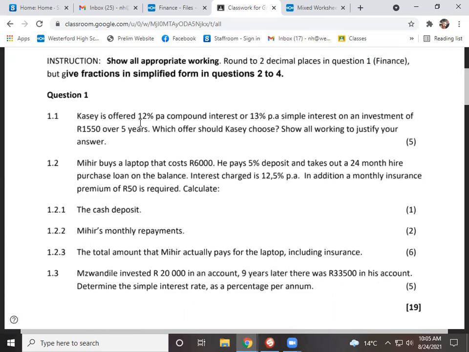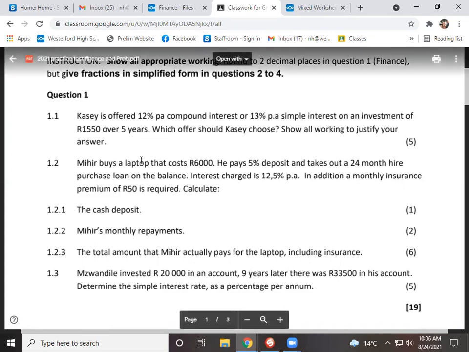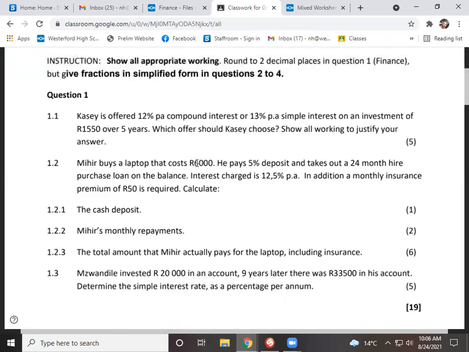They're not telling you calculate this and then decide, but you need to know that that is how you're going to complete it. Okay, the one that gives you a bigger amount out at the end of the 5 years, and that would be A. So it would probably be 2 marks for the compound one, 2 marks for the simple one, and 1 mark for your conclusion. Okay. 1.2, he buys a laptop that costs 6,000 Rand.